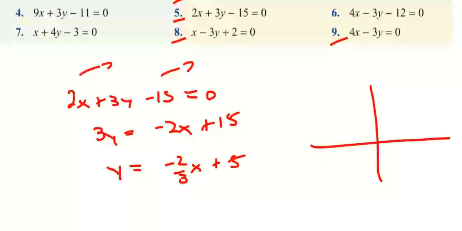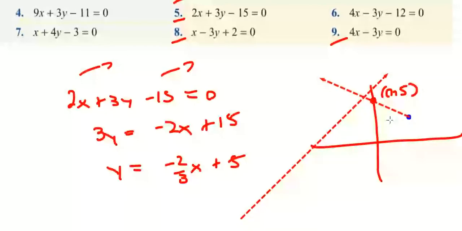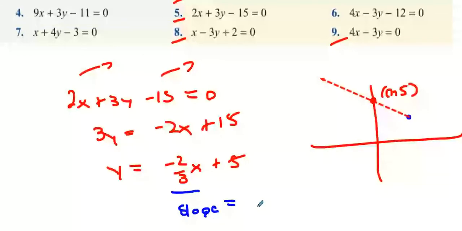If I was to describe this line, it crosses the y-axis at (0, 5), and it has a slope of negative: down 2, across 3. So down 2 across 3 would be around there, and you have yourself a line that's going negatively down. Positive slopes go diagonally up and right. Negative slopes go diagonally right and down. The slope is what we're looking for in this question. The slope is quite simply minus 2 over 3.